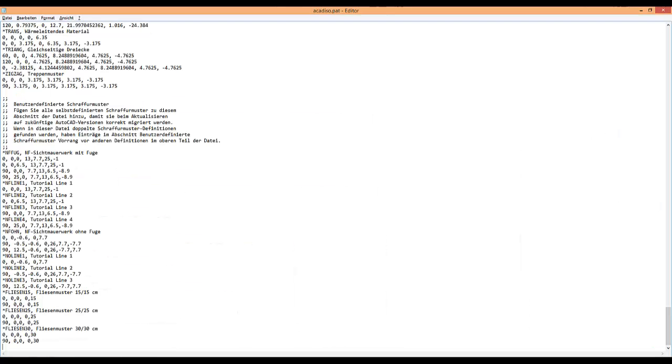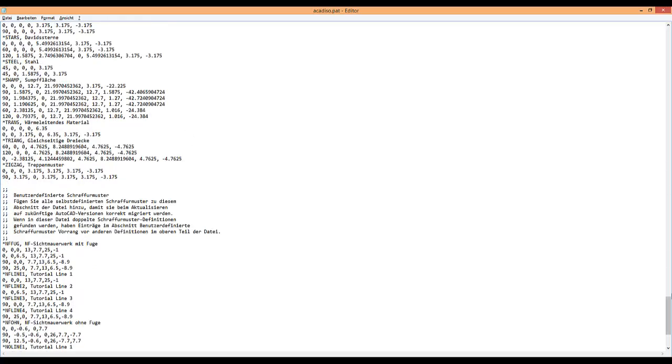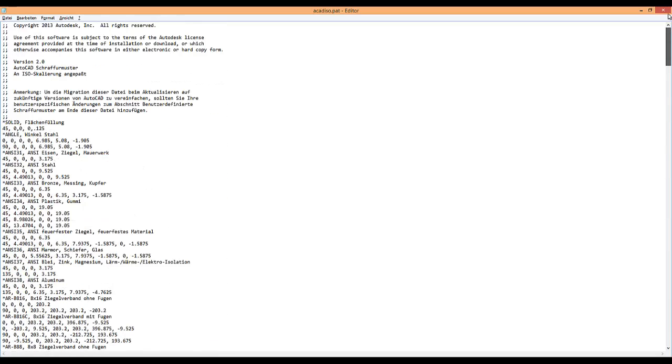If you open the file, what you'll find first of all is a very long list of numbers, and these are all the different pre-installed hatch patterns. So you see here the hatch pattern solid. There's also a description. Here it's in German, but basically it says area filling.